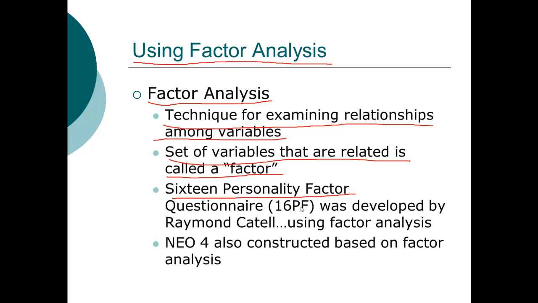And so from this factor analysis that was done, they came up with 16 personality factors. A 16 personality factor questionnaire, or the 16 PF, was developed by a man by the name of Raymond Cattell, using factor analysis to find these 16 personality factors. And then a version of it called NEO was also constructed based on factor analysis too. And so, like I said, we're talking about sophisticated kind of statistical analysis that has been run on all this data.